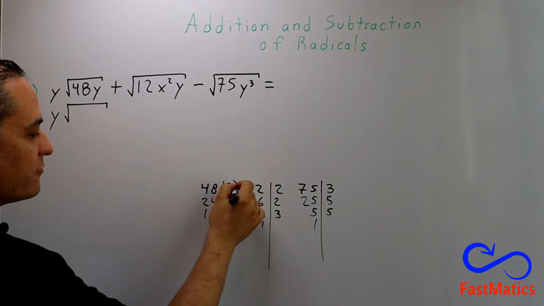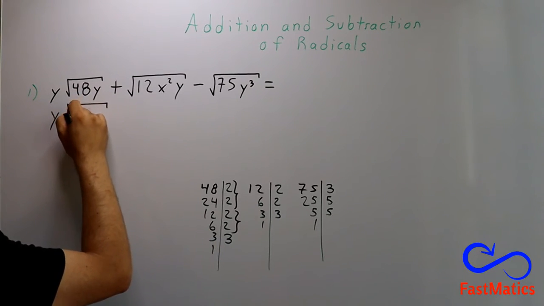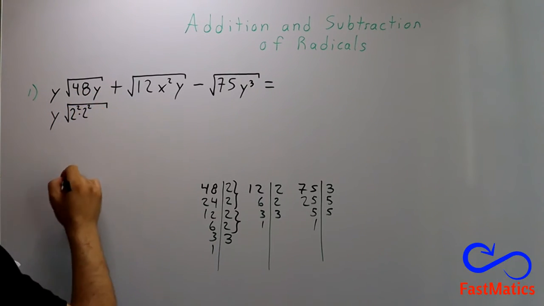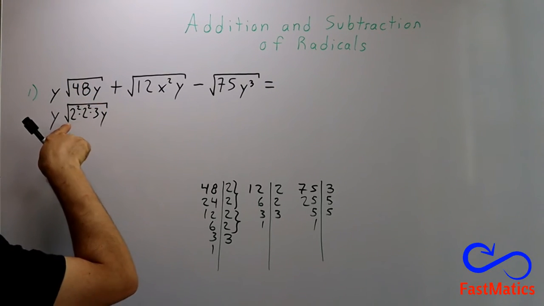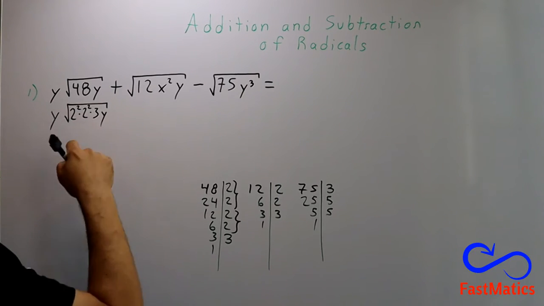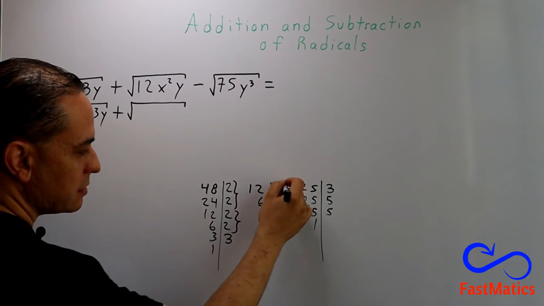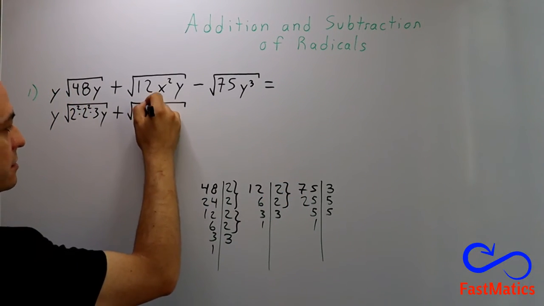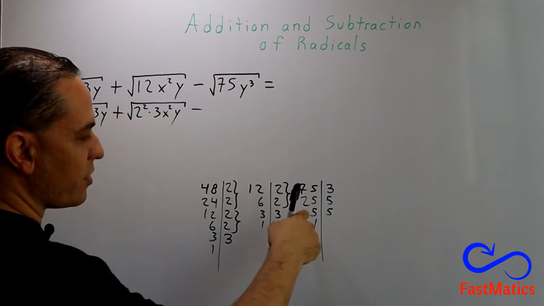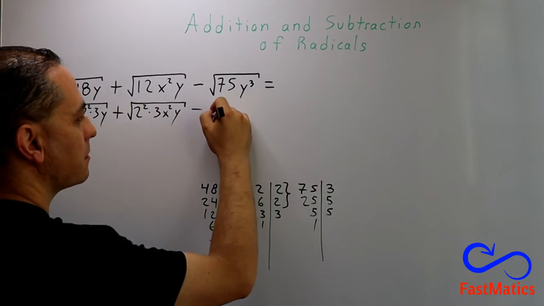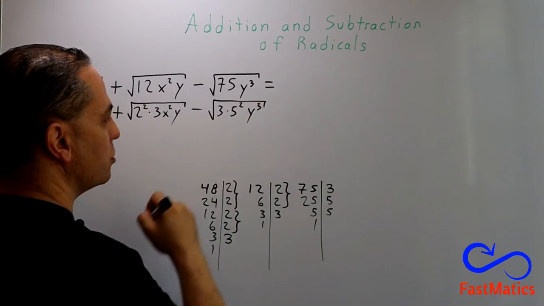So here I have 2 squared times 2 squared times 3y. Instead of writing 48, I write 2 squared times 2 squared times 3. Plus, instead of writing 12, I'm going to write 2 squared times 3 x squared y. Finally, instead of writing 75, I'm going to write 3 times 5 squared y cubed.